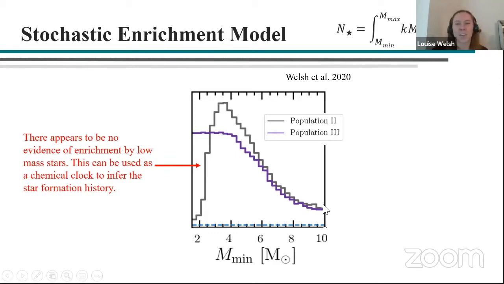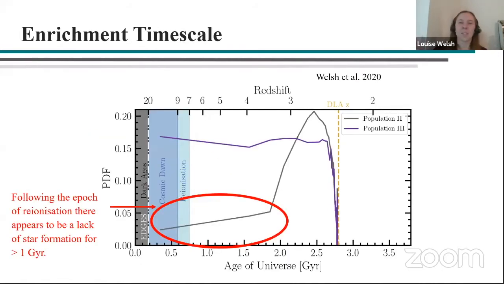So this grey posterior distribution that corresponds to enrichment from population 2 stars seems to suggest that there has been no enrichment from the lowest mass stars. Which is quite an interesting thing. And it's something that we can use to look at the star formation history of this system, given the lifetimes of these stars. So if we look at the time when we observe the DLA, we can predict when the majority of stars formed in this system.